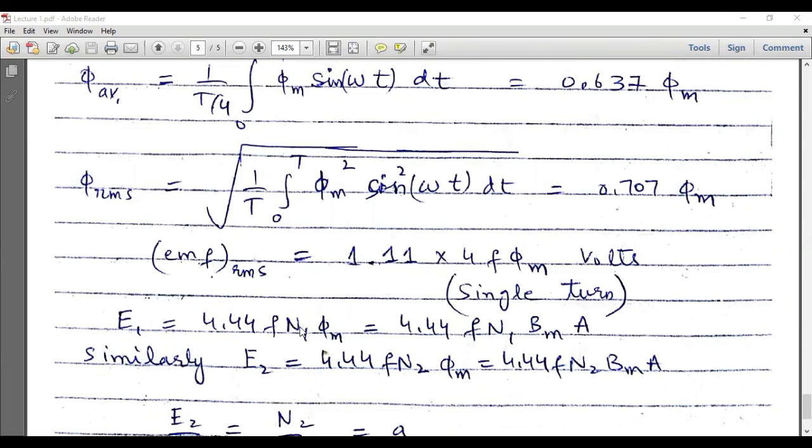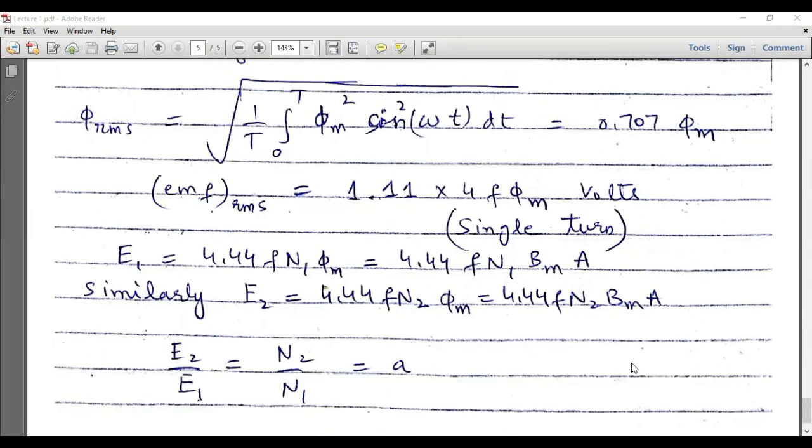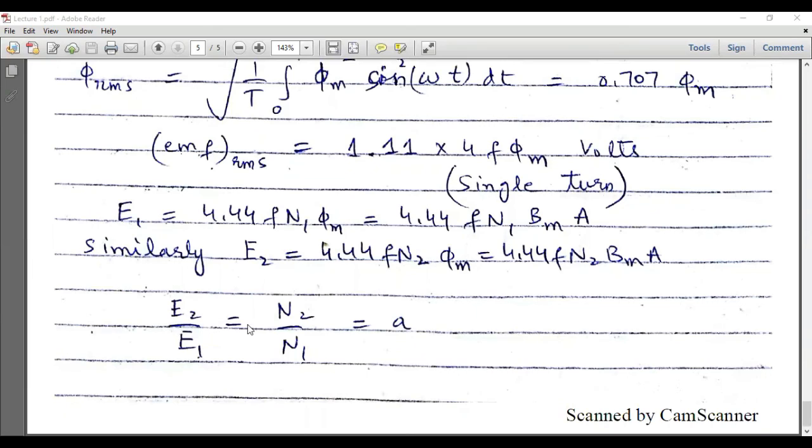So if we have N1 number of turns at the primary, then in that case, the induced EMF at the primary side will be equal to 4.44 f N1 phi m. So phi m is equal to Bm multiplied by A. Similarly, E2 will be equal to 4.44 f N2 multiplied by phi m, and phi m can be replaced by Bm multiplied by A, and E2 over E1 is equal to N2 over N1. So by taking the ratio of E2 to E1, all other terms will be cancelled out and we will get N2 divided by N1, and that will be equal to the turn ratio.